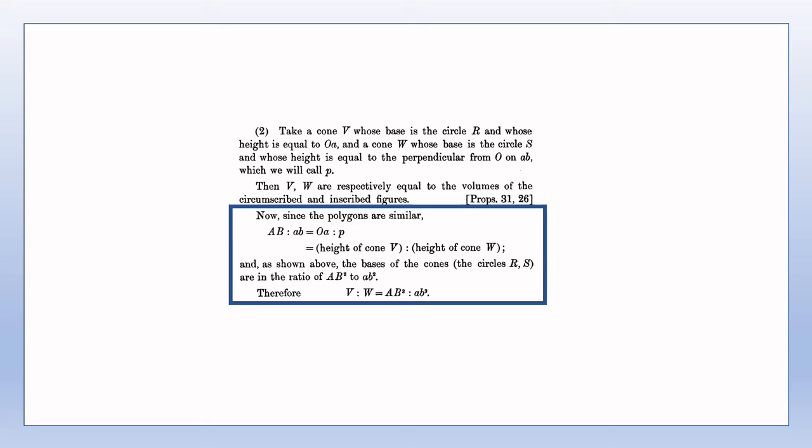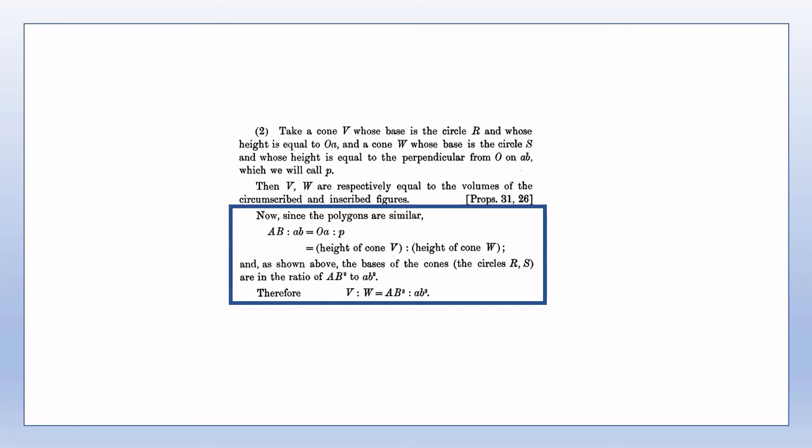Indeed, the equality, the ratio of V to W is equal to uppercase AB cubed to lowercase ab cubed, follows easily enough using modern algebraic techniques, and not much indication is given in the book as to how exactly this equality of ratios comes about. So let's have a look at how this might be justified using more geometrical considerations.